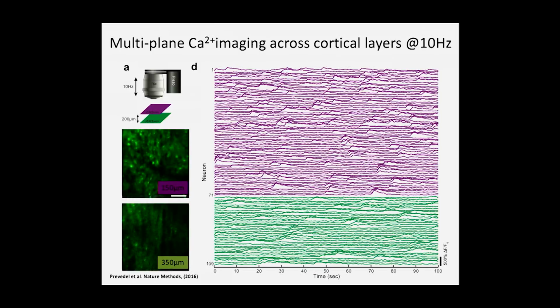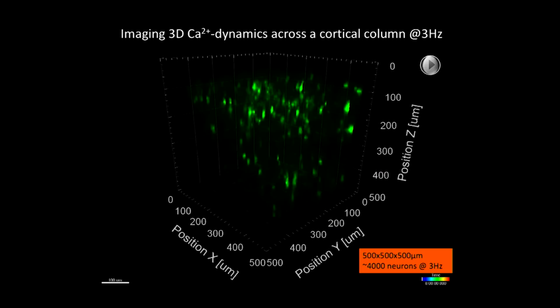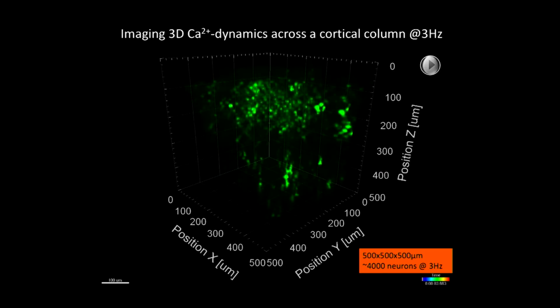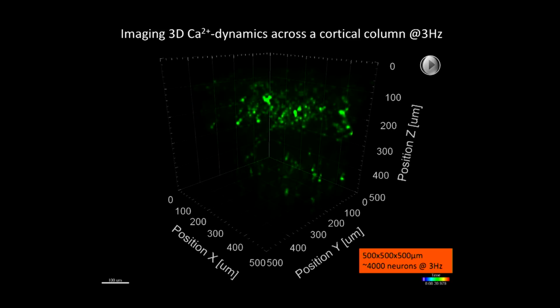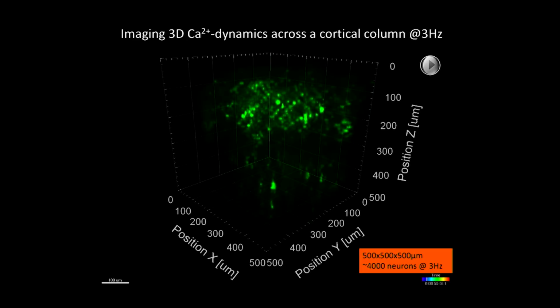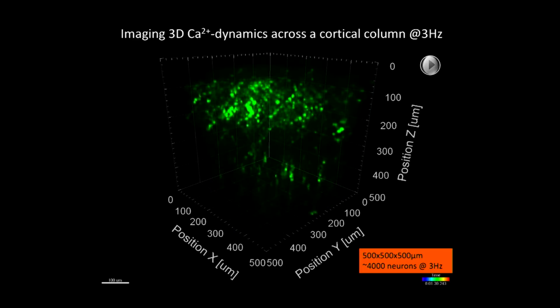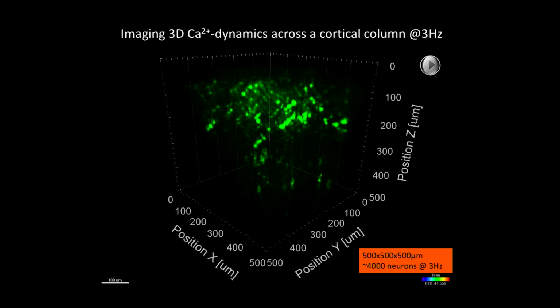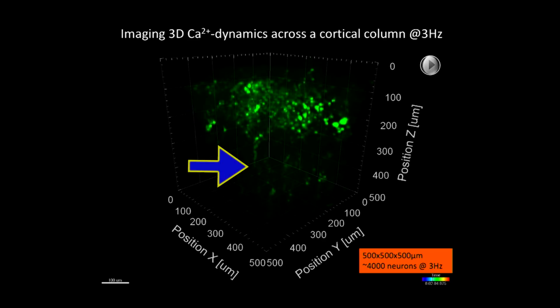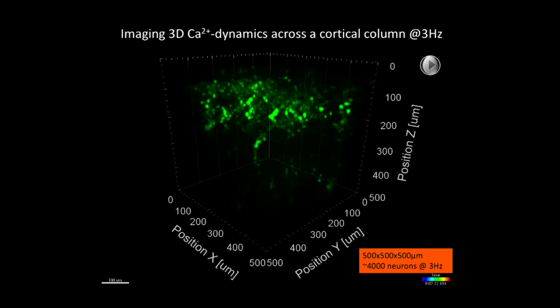Or going back to the example that I was outlining, we can now record from a volume that is about 500 micron cubed, encompassing about 4,000 neurons, and record all of that at about 3 hertz volumetric rate. So here you start also to see the layered structure of the cortex, the layer 2-3 neurons and the layer 4 neurons that seem to be coming out here.